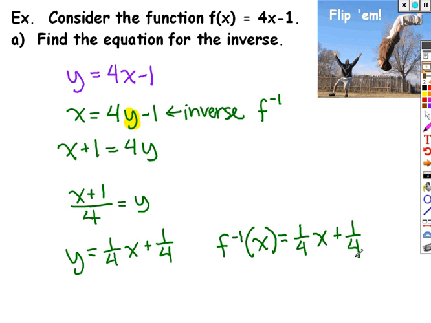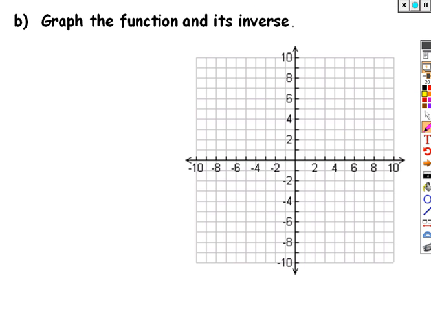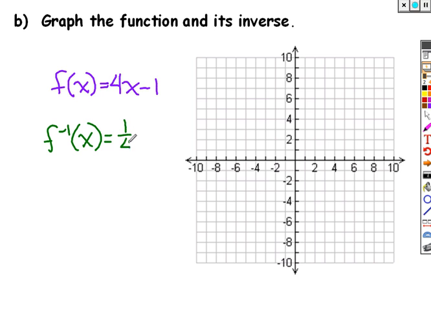1/4. Now, if I want to go ahead and graph this function, think to yourself, what should this look like? And what should this look like? Well, hopefully you've noticed these are both x to the first power. These would both be linear functions. So let's go ahead on the next page and graph the original function, which was f of x equals 4x minus 1, and the inverse function, which is 1/4 x plus 1/4.